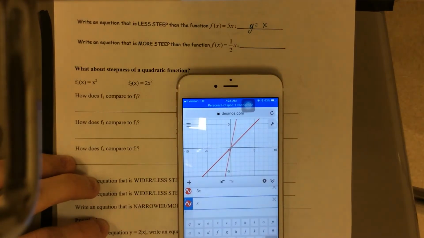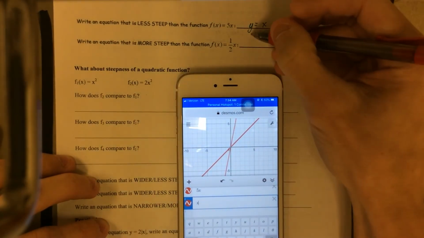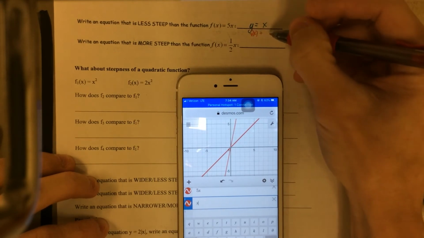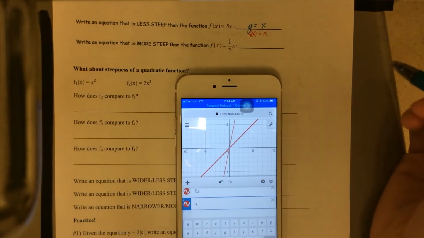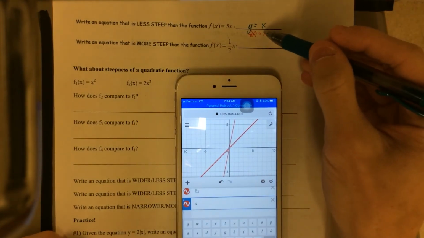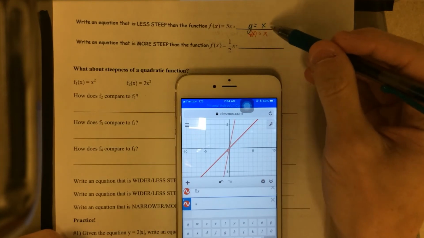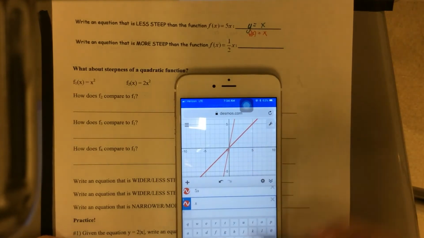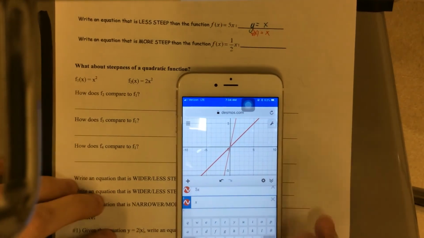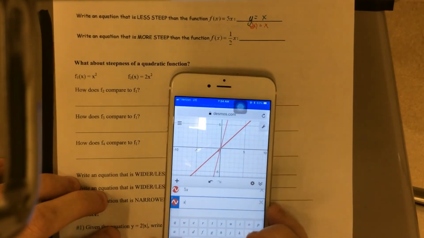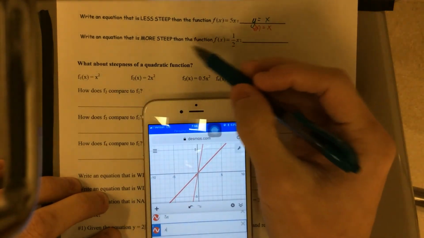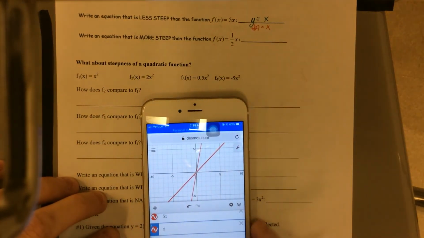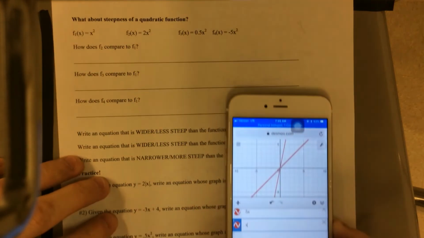Or of course you could write, we know y stands for f of x, right? There's an assumed 1 right there with the rate of change, so it's going up 1 every time it's going over 1. So we'll get into slope a little bit more here soon, but that's a little review for it. So go ahead and write an equation that is more steep. That's going to be on you. And I'm going to go ahead and move down.